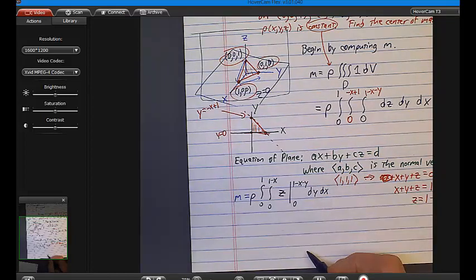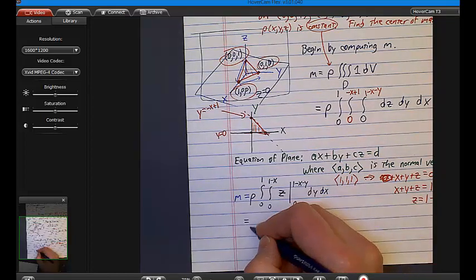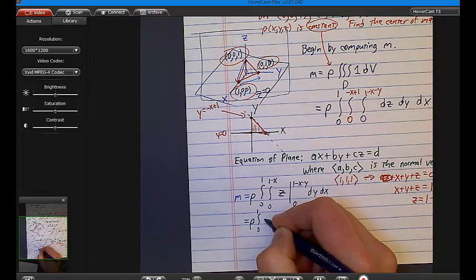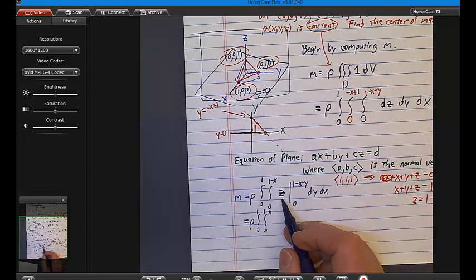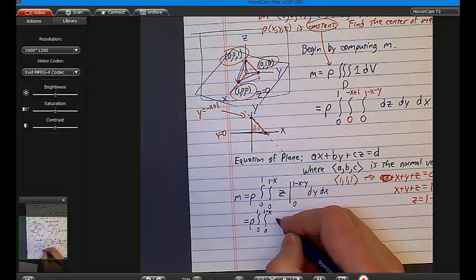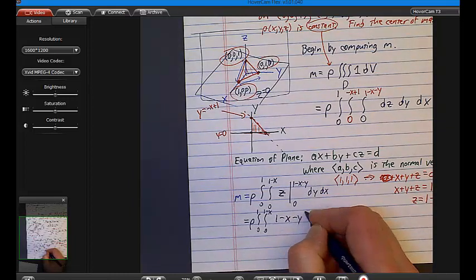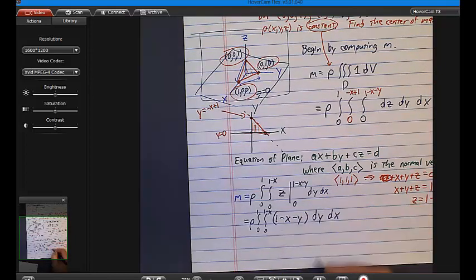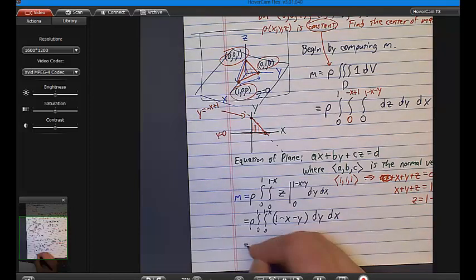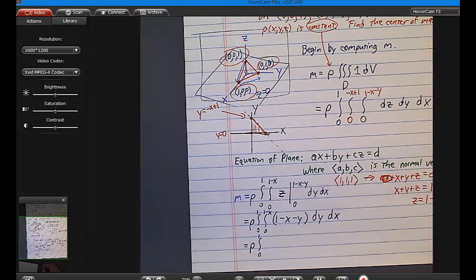Right? So this equals rho integral 0 to 1, integral 0 to 1 minus x. And when I plug in z equals these things, I just have 1 minus x minus y. Need to integrate dy, need to integrate dx. This is rho integral 0 to 1. Okay, now how do I do this?